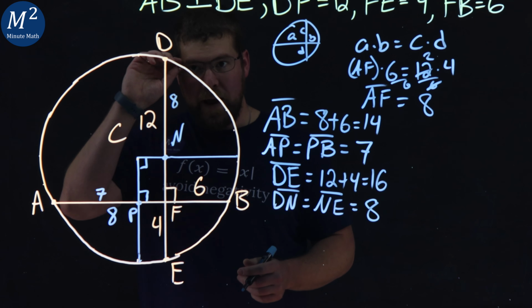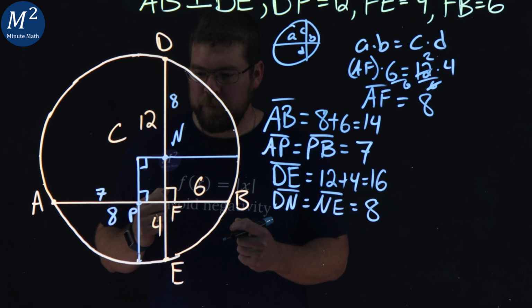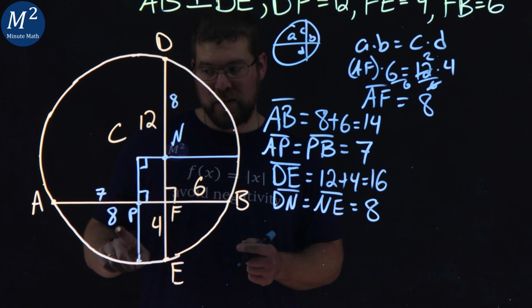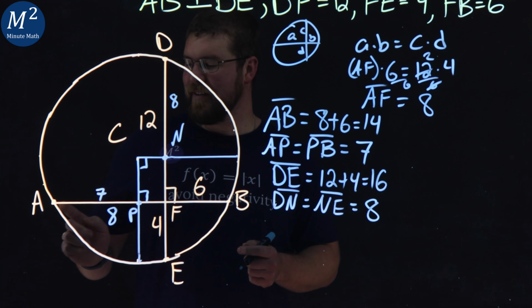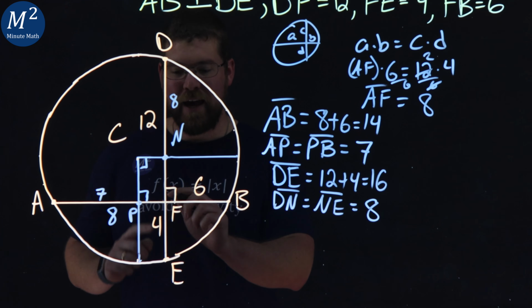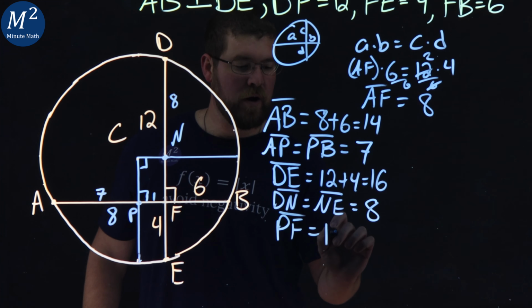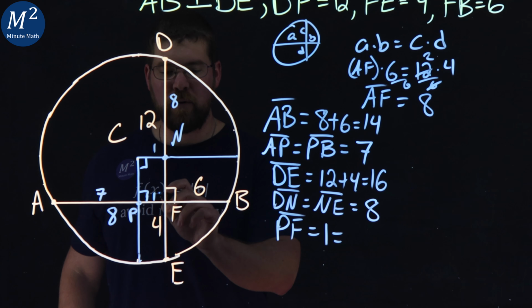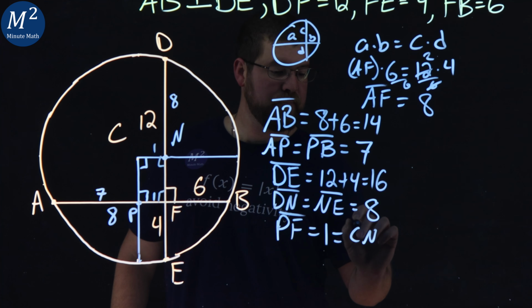What other information can we find? Sometimes I like to just go find what I can here. Well, if the length of AF was 8, and AP is 7, PF is a 1. Let's just get that information. PF is equal to 1, which is equal to CN, because we have a rectangle going on in here. Opposite sides are congruent, so it is equal to CN.